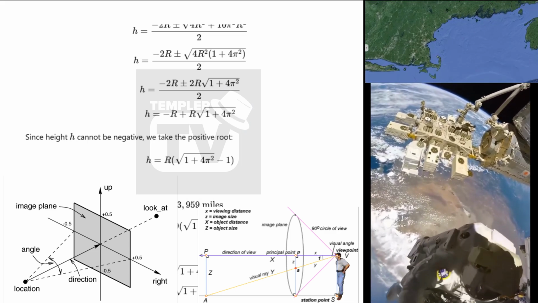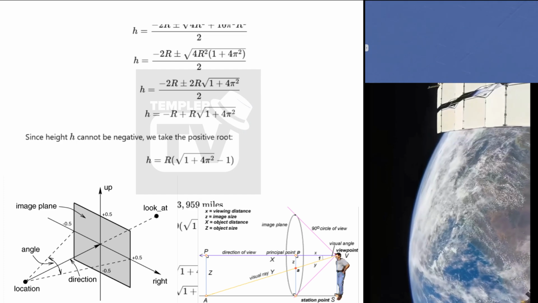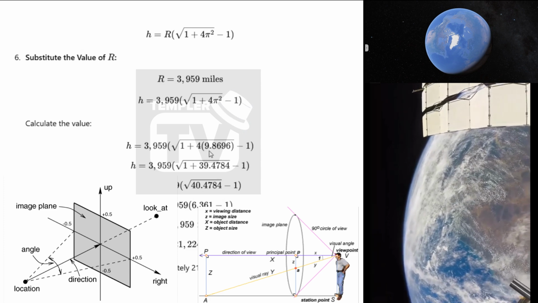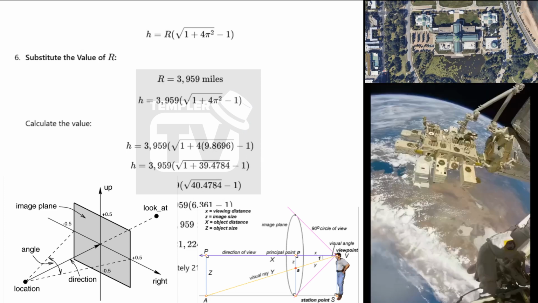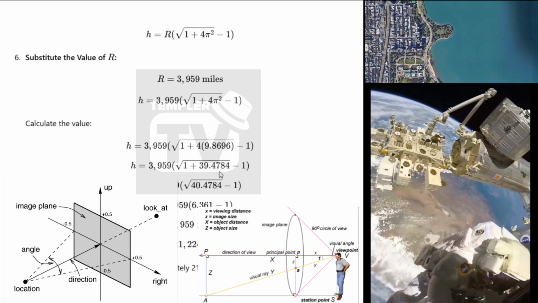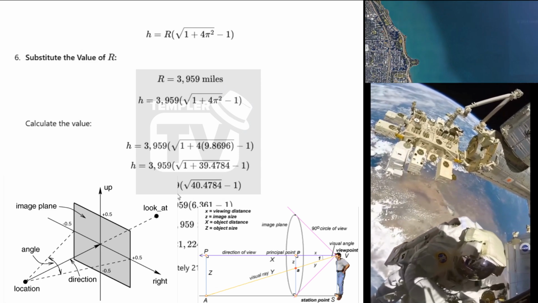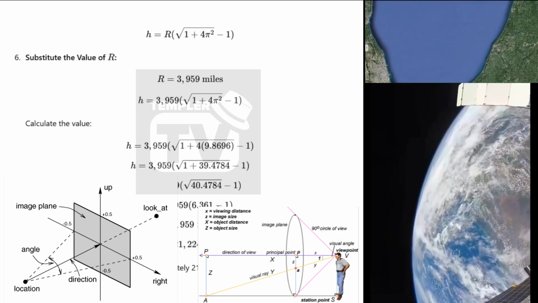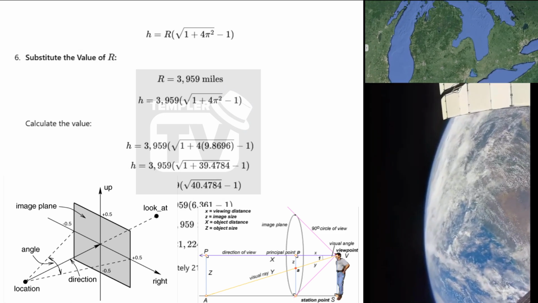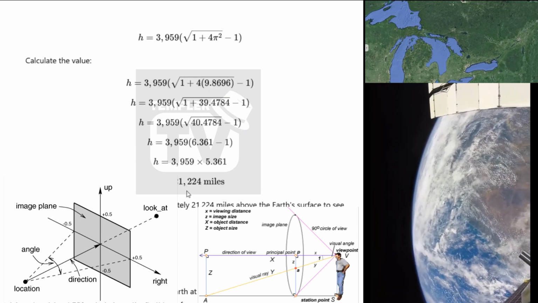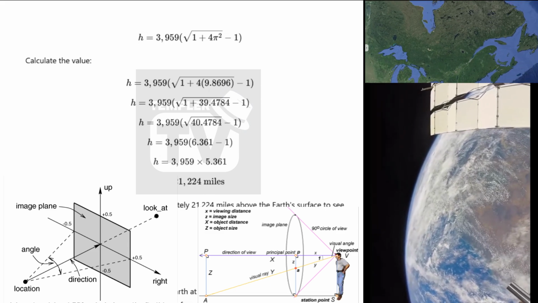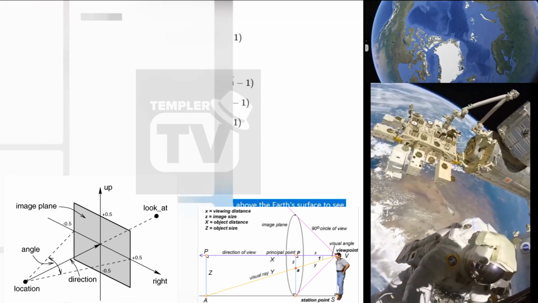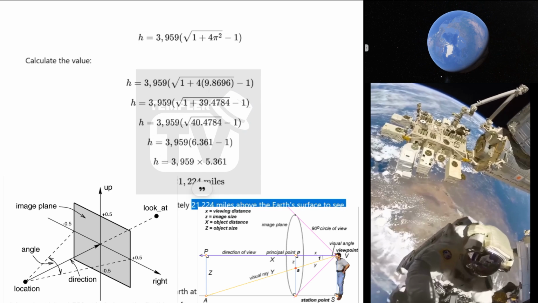R equals 3,959. H equals 3,959. Square 1 plus 4 pi squared minus 1. Calculate the value. H equals 3,959 plus 4, 9.8696 minus 1. H equals 3,959, square 1 plus 39.47 minus 1. H equals 3,040.4784 H equals 3,959, 6.361 minus 1. H equals 3,959 times 5.361. H approx 21,224 miles. Therefore, a person would need to be approximately 21,224 miles above the Earth's surface to see the entire Earth with their own eyes.